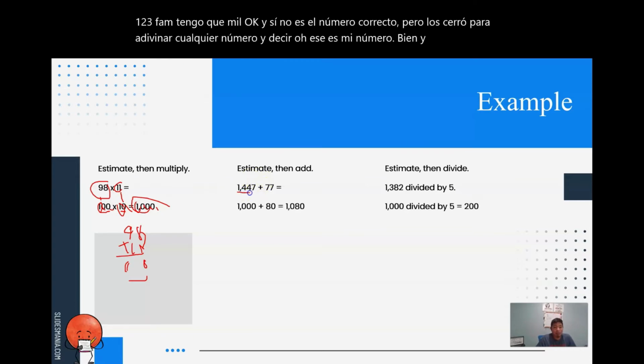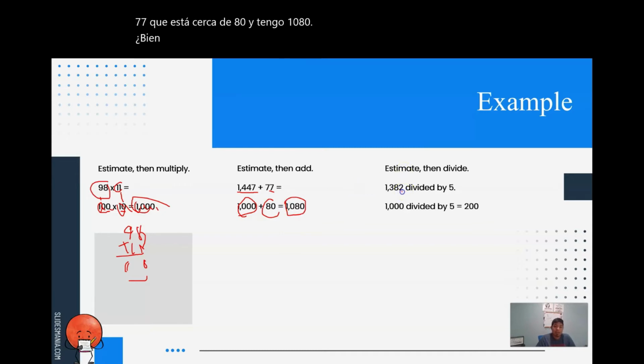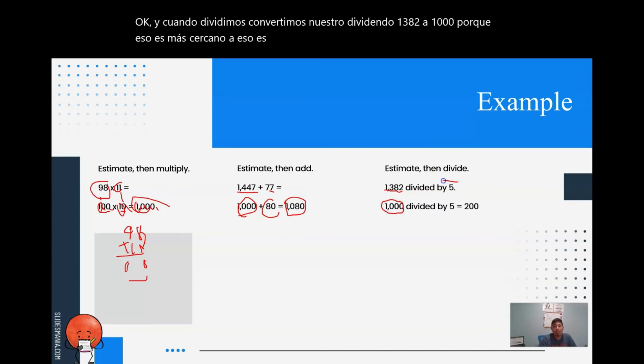And here is as adding. So again, I have 1,447, and I turn into 1,000. Then I have 77, which is close to 80, and I have 1,080. Okay, and when we divide, we turn our dividend 1,382 to 1,000 because that's closest to. And our divisor stays the same, okay? It stays the same.